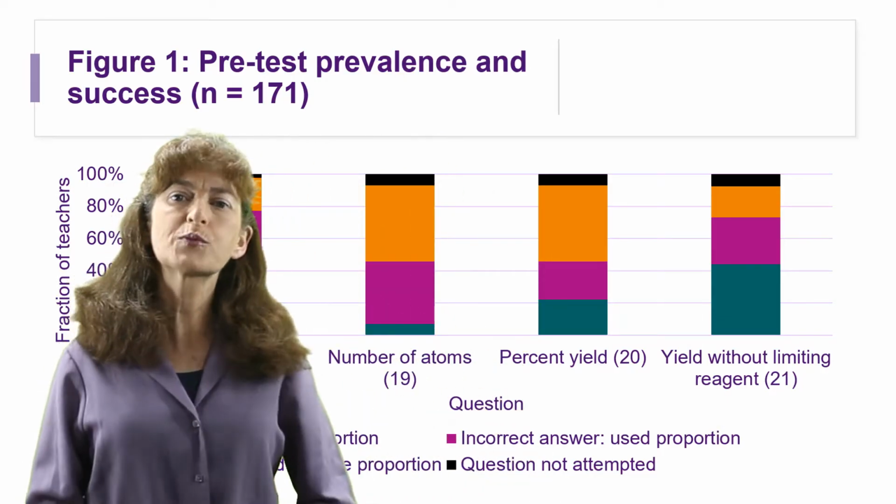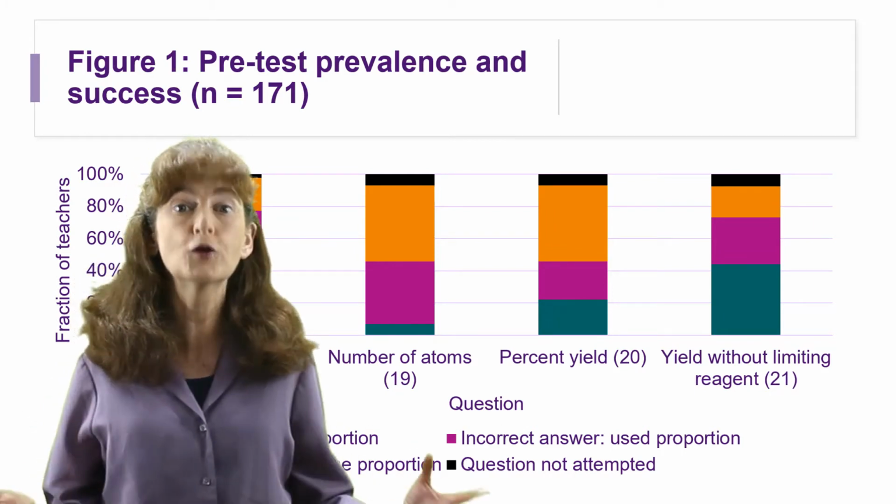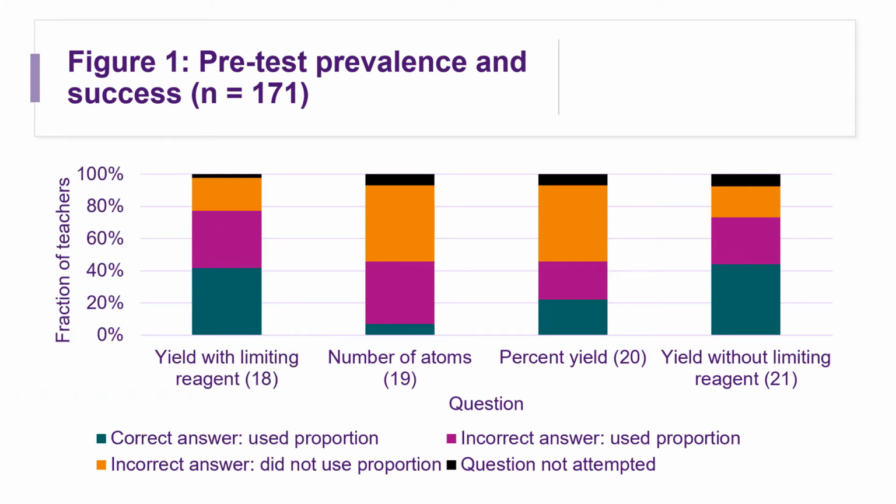This graph shows the prevalence and success of proportion usage for the pre-test for the full sample of 171 teachers. These are the 4 questions. The green bars show the fraction of teachers that used proportion and got the correct answer. The pink bars show those that used proportion but did not get the correct answer, and the orange bars show those that did not use proportion at all and therefore also failed to get the correct answer. Finally, the black bars show those teachers who didn't attempt the question.